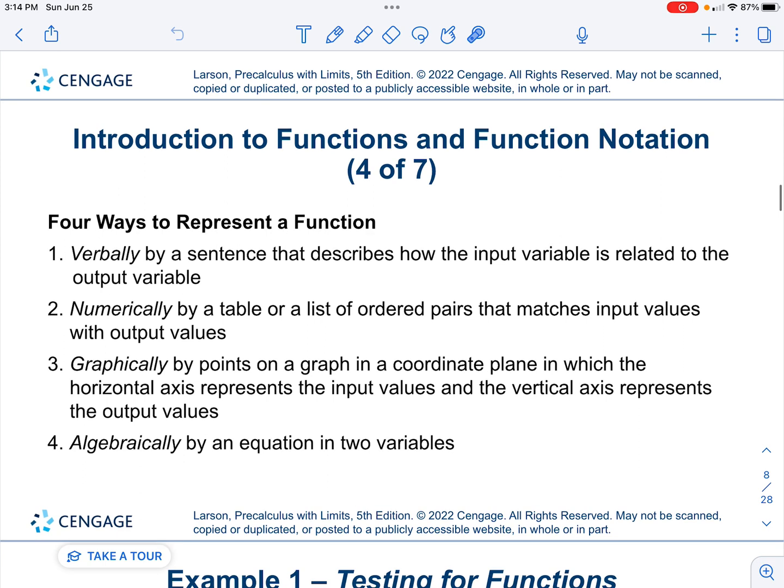Now, when you talk about functions, we can say the word function and we can represent it in multiple ways. You can say how the function is related. You could do a table or an ordered pair or a list. You could graph it, or you could have an equation.